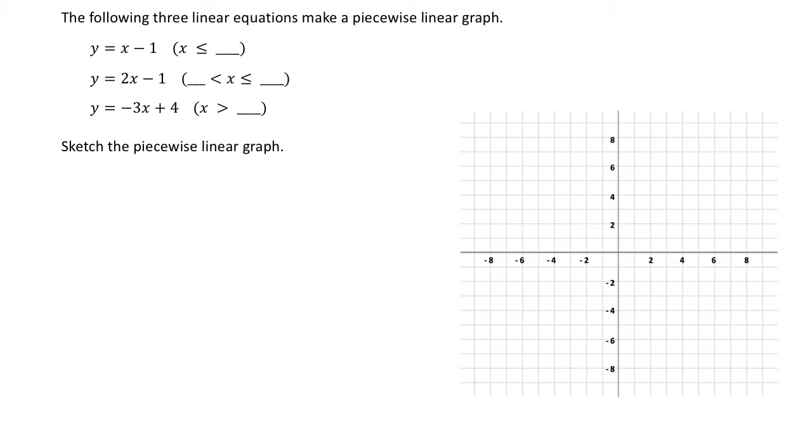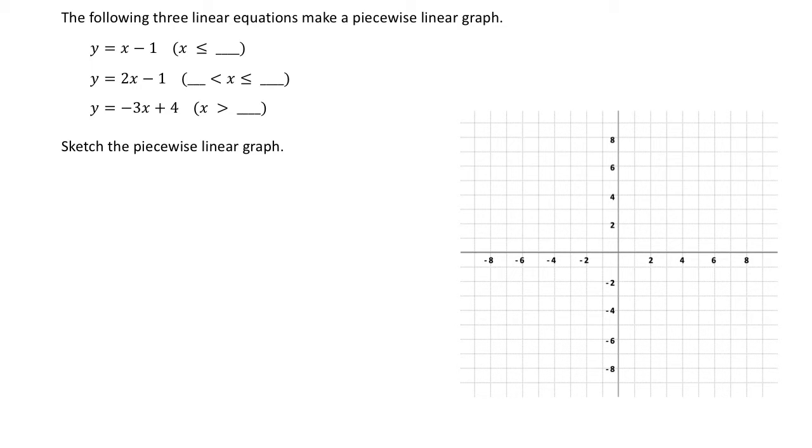In the example, we want the following three equations to make a piecewise linear graph. The first equation is y equals x minus 1. The second equation is y equals 2x minus 1. And the third equation is y equals negative 3x plus 4.